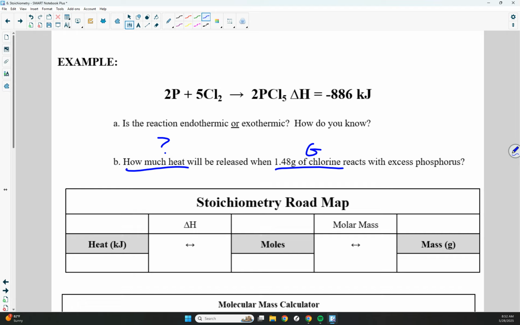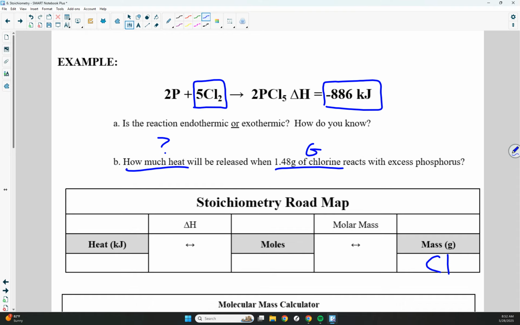So how do we solve this? In this particular case, we've been working left to right on the roadmap, but here we're going to be starting on the right because we've been given a particular mass of chlorine. And before I do that, I should circle chlorine in the equation, and we're also going to need that amount of energy that is up there.